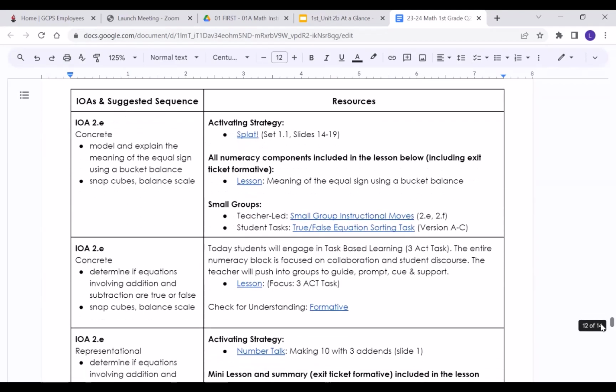Students will do this by physically acting out the expressions on each side of the equal sign using snap cubes in a bucket balance. This will show students that if both sides are the same and it is balanced, then the equation is equal or true. If one side is more or less than the other, it means the equation is unequal or false.